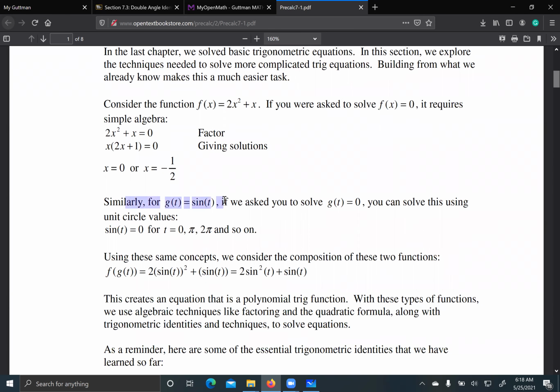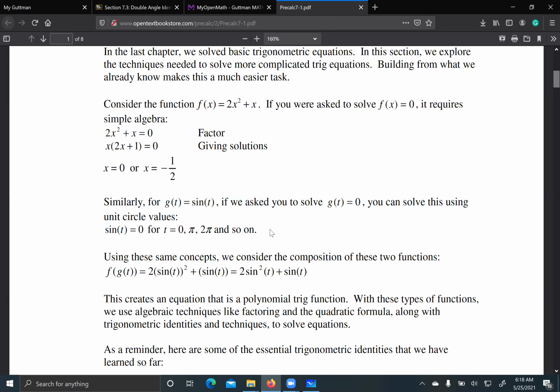And for example, you also saw that if you have a basic trig function like sine and you set it equal to 0, then you can use the unit circle in order to solve it. So sine equals 0. At what angle do we get 0? We get 0 at 0, pi, 2 pi, 3 pi, and so on. This is what we learned in the previous chapter.